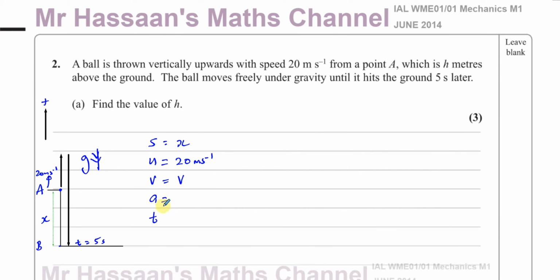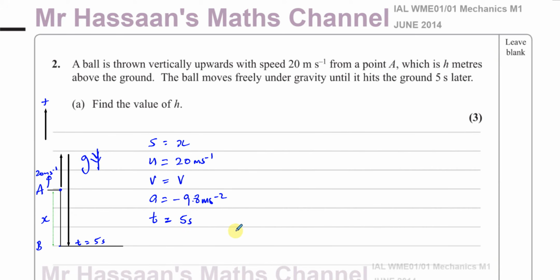A is the acceleration due to gravity, which is acting down, and we have taken up as positive. And the acceleration due to gravity, therefore, is going to be negative because I've taken up as positive and it acts towards the ground. So it's negative 9.8 meters per second squared. And as we see, time equals 5 seconds. Of course, time is a scalar quantity.